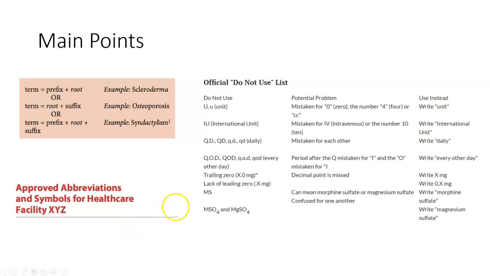And then they discuss this official Do Not Use list from the Joint Commission that accredits hospitals. You can see some of the ones that are on here. Notice that a lot of these are specifically important for their potential for error, just to make sure that everything is similar, specifically these trailing zeros or lack of leading zeros.